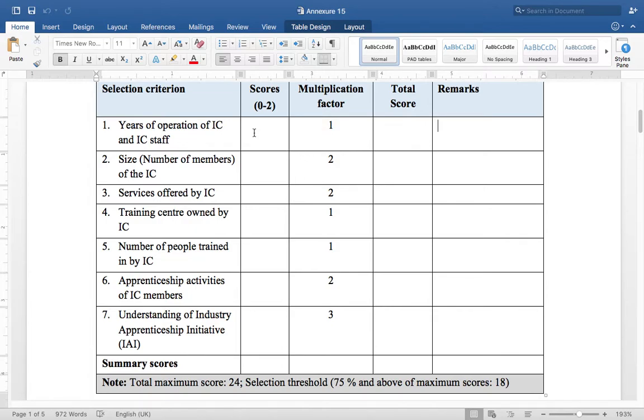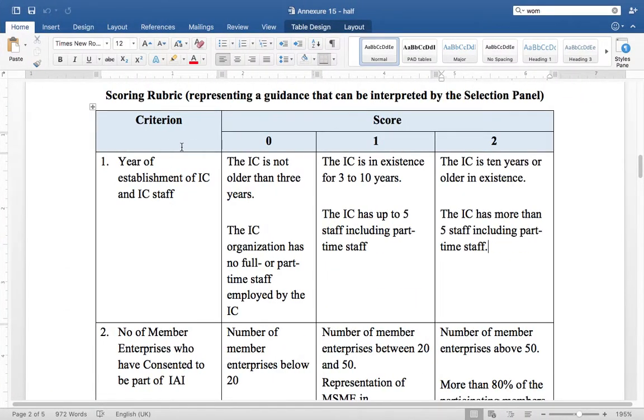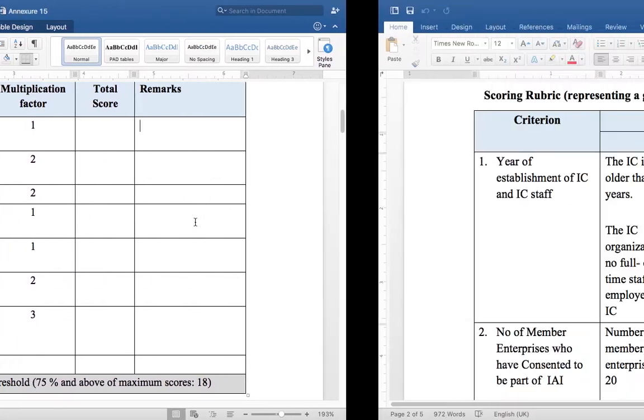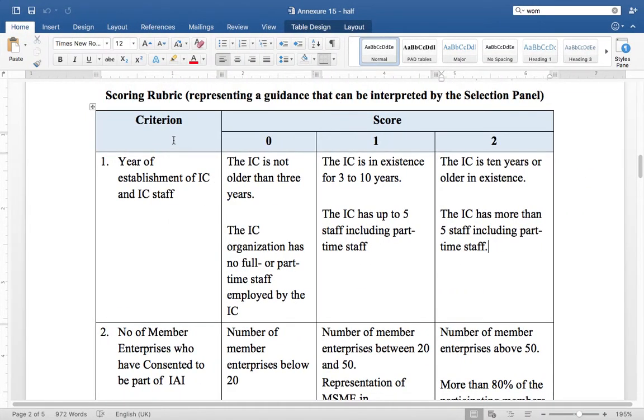So you can see these 1 to 7 broad categories, and the scores are 0, 1 and 2. If you see this detailing, let's say the first category is year of operation of IC, size is the second category, services offered by the industry cluster is the third category, training center owned by IC is the fourth category. Similarly, you can see this here. This is a populated sheet. Now this is a scoring rubric based on which that evaluation sheet will be processed.